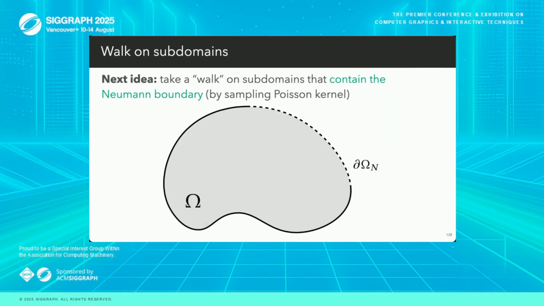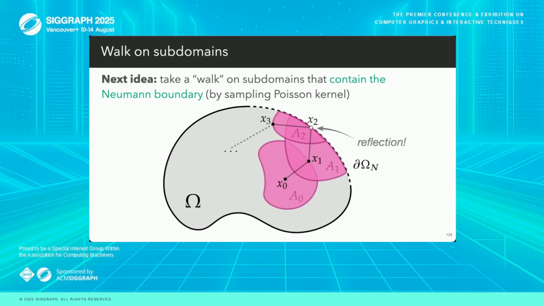Now, the next idea then is to take a walk on these subdomains. And these subdomains can contain parts of the Neumann boundary, and we can essentially just repeatedly sample the Poisson kernel and keep evaluating the solution value using the subdomain integral. Notice that we now take large steps away from the boundary, so this fixes some of those problems we noted before with reflections. But how do we actually pick the next random walk location?